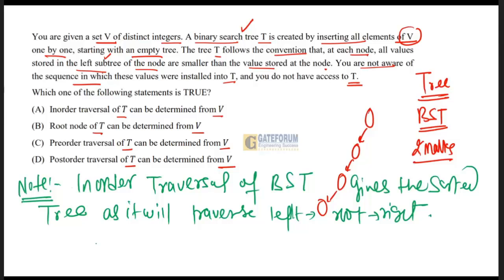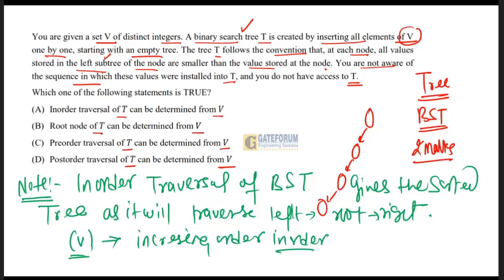And also we are having here the set V. So we can arrange this in increasing order. Once we arrange them in increasing order, we can derive the in-order traversal for it. We can derive the in-order traversal only, but we cannot derive what is the root value, what is the pre-order, what is the post-order.